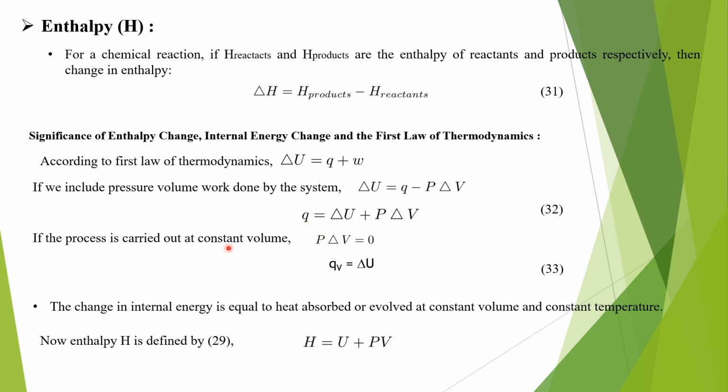So, if we rearrange this, we get Q is delta U plus P delta V. Now, if the process is carried out at constant volume, delta U is QV. The change in internal energy is equal to the heat absorbed by the system at constant volume, that we just discussed.